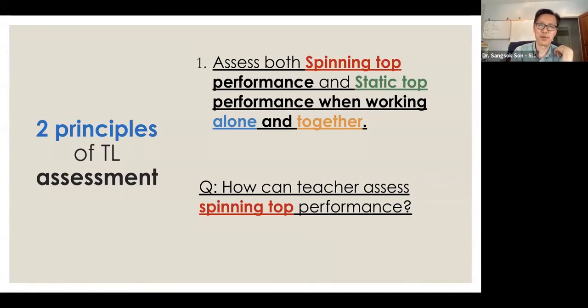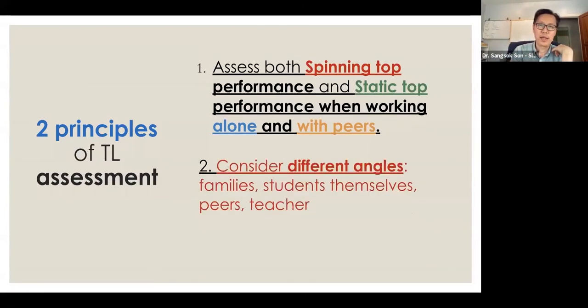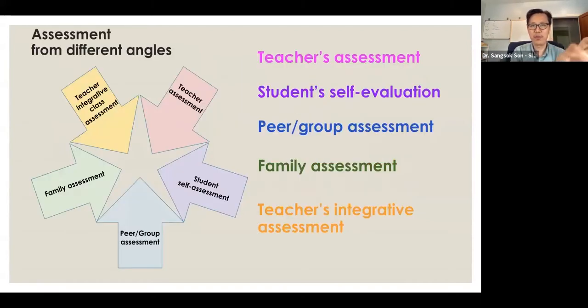home language repertoire, right? The answer would be we need to consider different angles. We need to make use of the people who understand their home language, like the students themselves, their peers, their families. So we need to have 5 different kinds of angles to assess their performance.